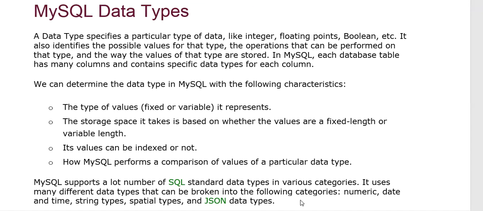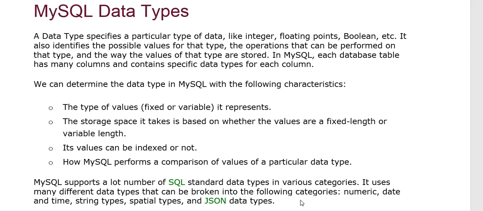MySQL supports a large number of SQL standard data types in various categories. It uses many different data types that can be broken into the following categories. The main categories of data types are numeric, date and time, string type, spatial type, and JSON type. From your perspective, you will be seeing numeric, date and time, and string types of data types that we are using over here.